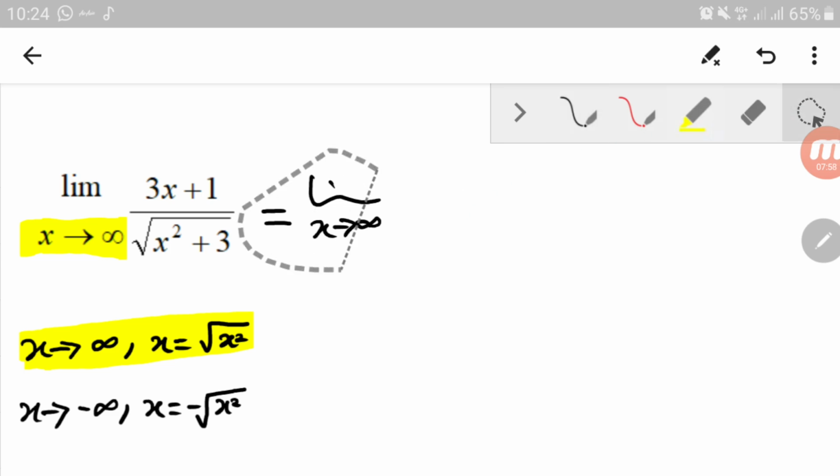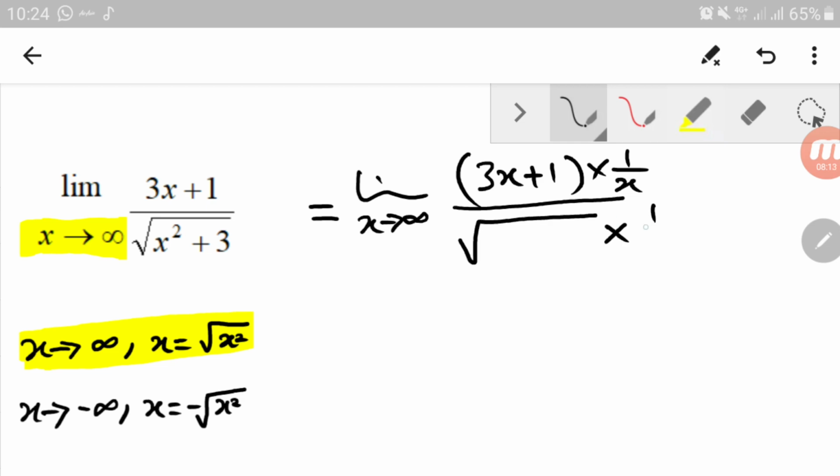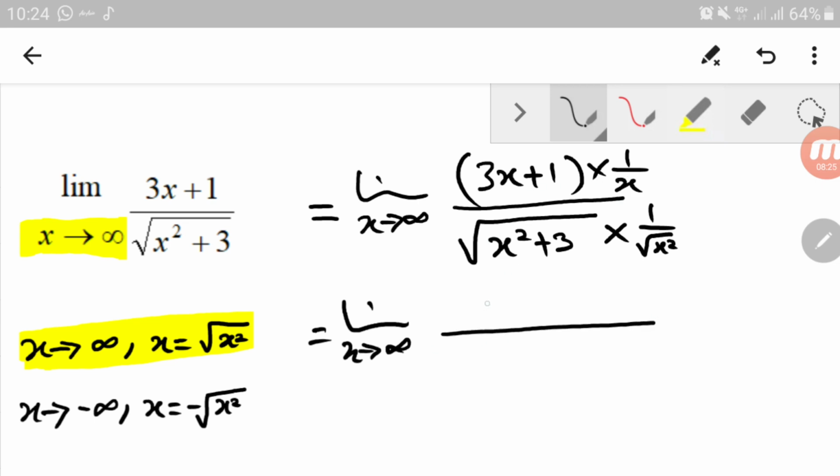Maybe it's better I move it a little bit further away. Then what we are going to do is, for 3x plus 1, we divide the numerator by x and we divide the denominator by the square root of x squared. So limit as x approaches infinity, 3x divided by x is 3, and 1 over x. For the denominator, you notice the square root, they share the same square root, so we can just insert whatever the content is.